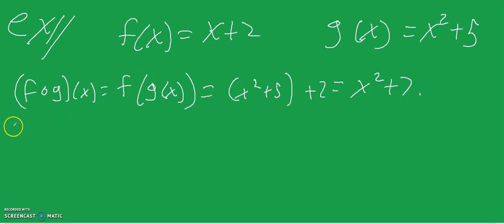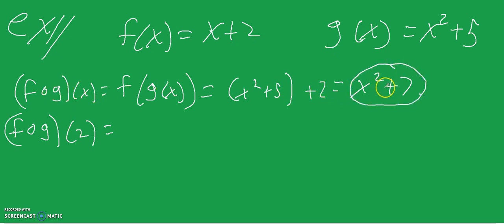Now what if I wanted to find f of g of, let's do 2. Well, I already have my function f of g of x is this x squared plus 7. So this is what I use to evaluate f composed with g when x equals 2. So all I do is I replace this x with a 2, and I square it and add 7, and that gives me 11.